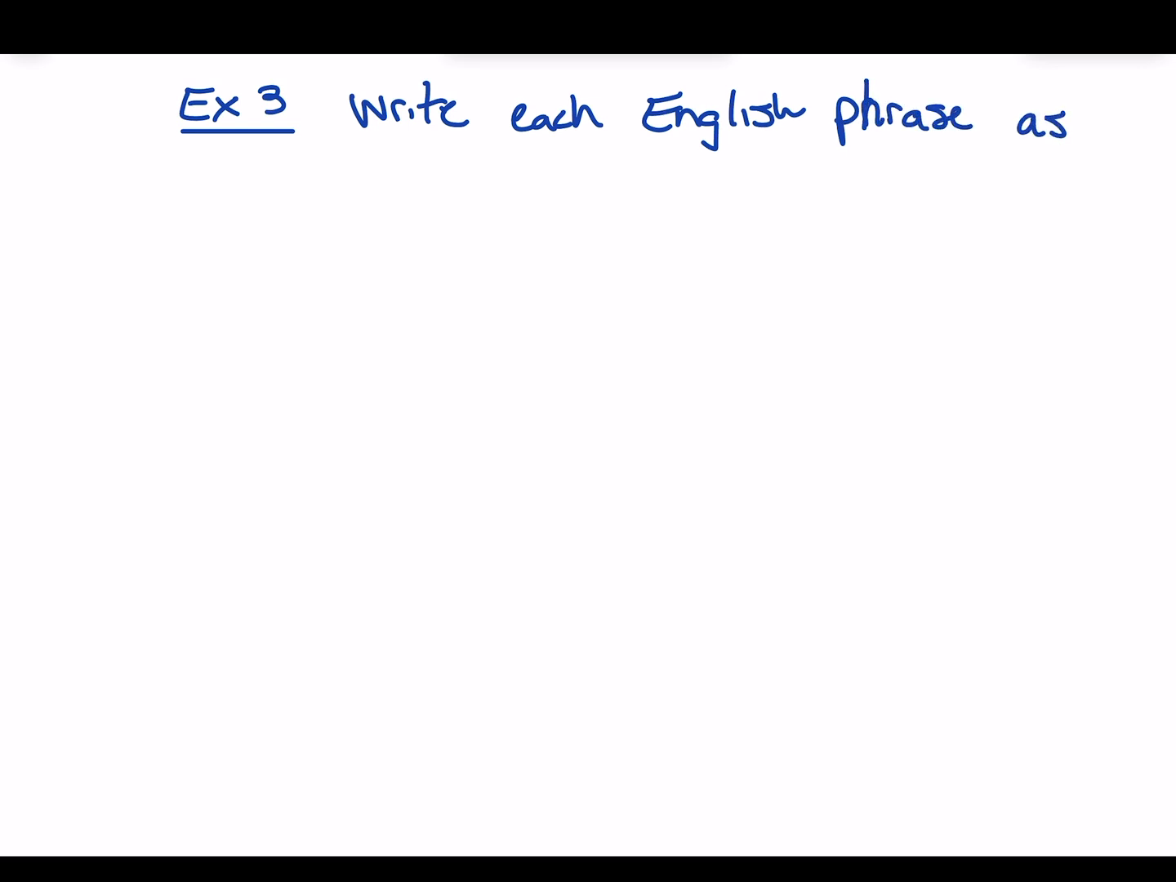Let's do an example. Example 3. We want to write each English phrase as an algebraic expression.